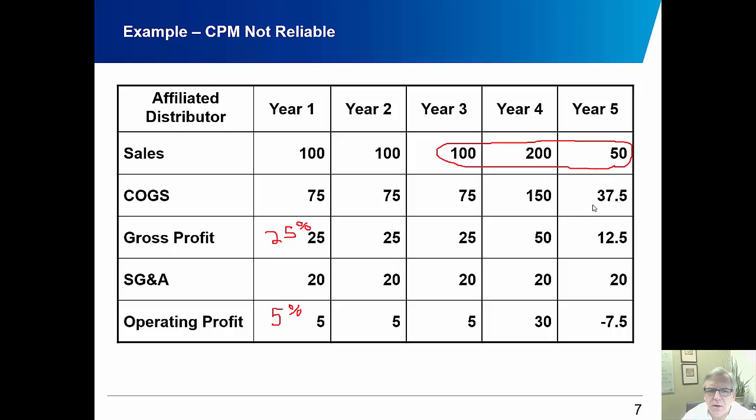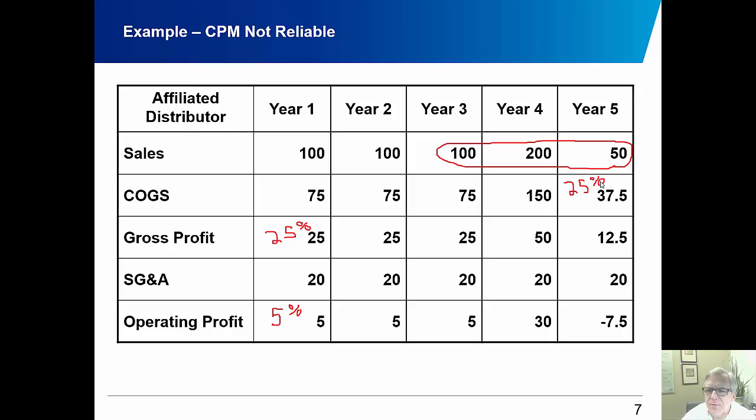Again, our COGS have gone down by an appropriate amount. In other words, when we sell 100, we had to pay 75 for our COGS. When we sold 50, we've got to pay 37.5, right? Exactly half of what it had been, say, in year 3. So our gross margin is still going to calculate out to the same 25%. And if that had been in the range before, it's hopefully still in the range now. That's not a problem.